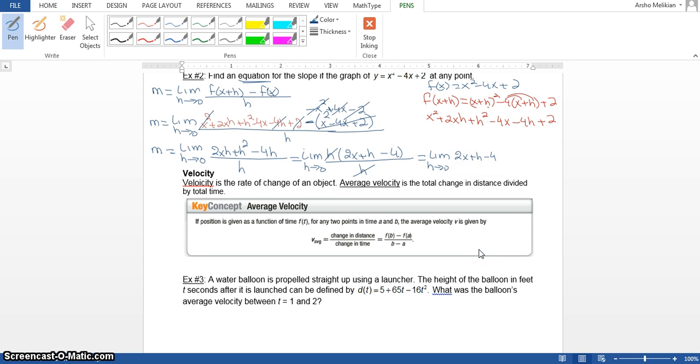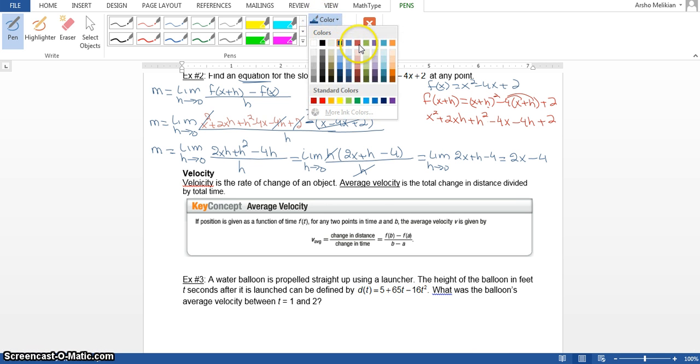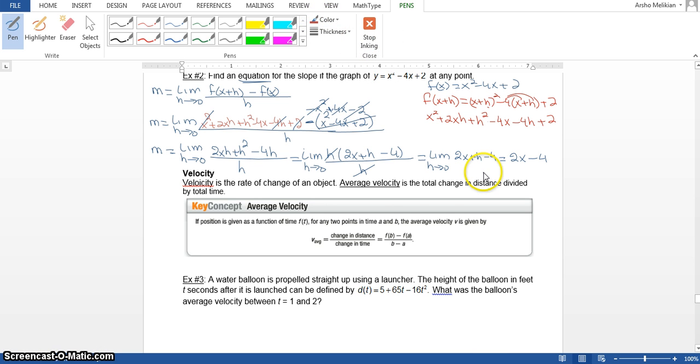At this point, all I have to do is direct substitution. Plug in the 0 into h. And what do I have left? 2x minus 4. So that's my final answer. So finally, the slope is 2x minus 4. Okay?